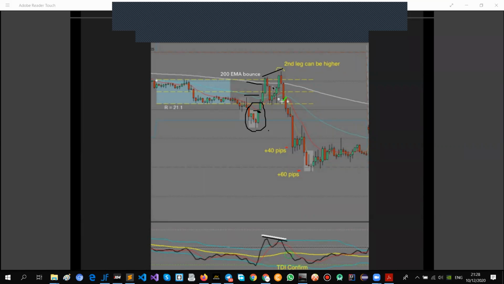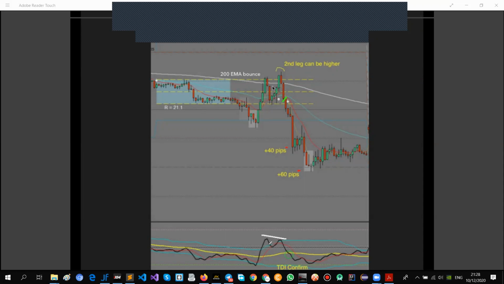That's why the entry was made here, after this shifting candle. After the shifting candle here. That's why our entry was made there.